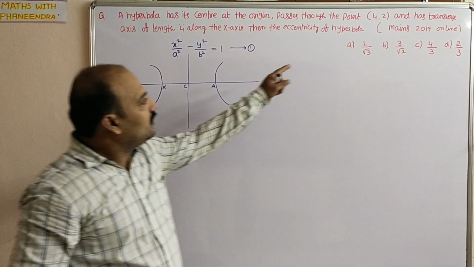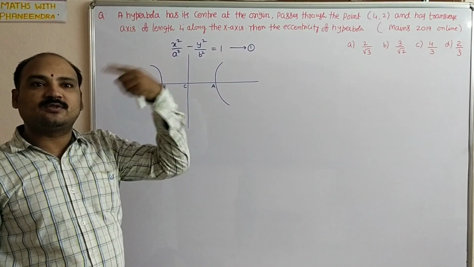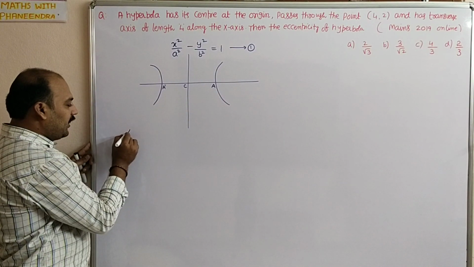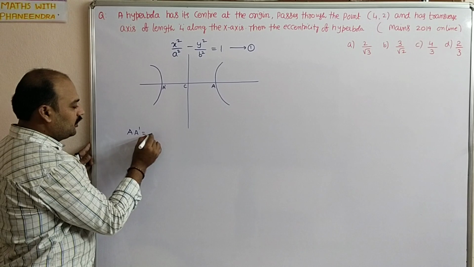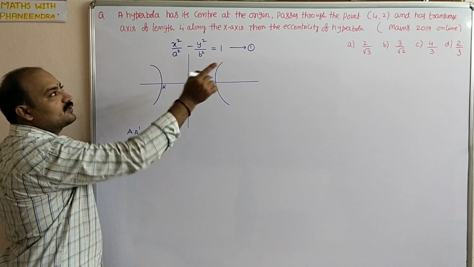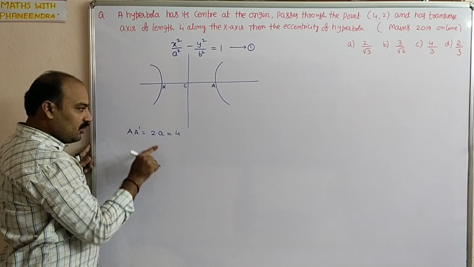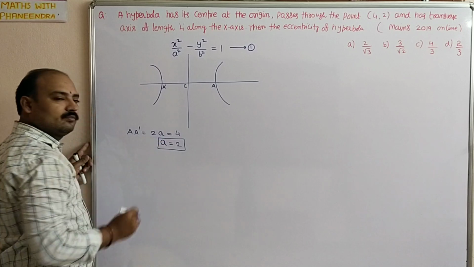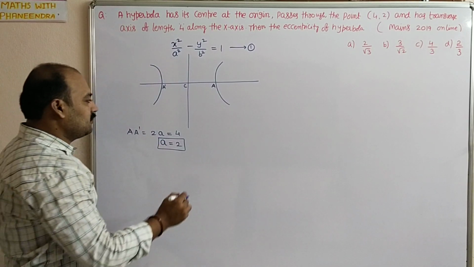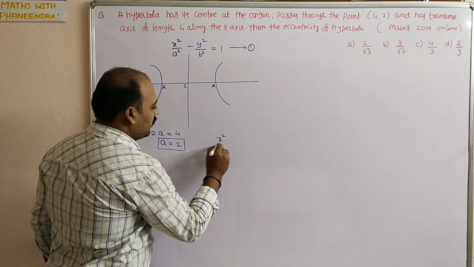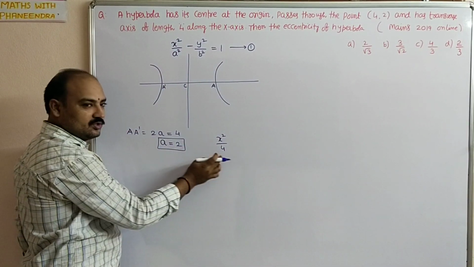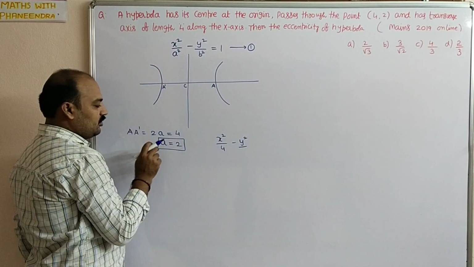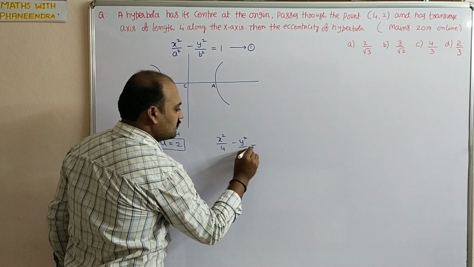That's what is given. And it has a transverse axis, major axis in the ellipse and here the transverse axis. A A dash is equal to 2a, we know that. The length of the transverse axis is given as 4, therefore 2a is equal to 4, a is equal to 2. Therefore this equation becomes x square by 4, a square means a value 2, substitute there, minus y square by b square. The b square value we don't know, so we can leave it like this.